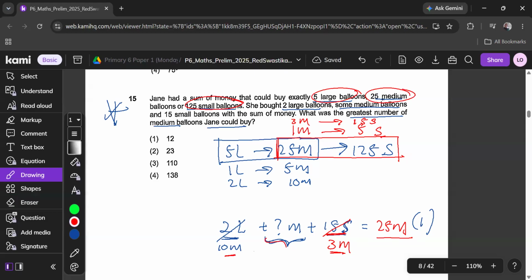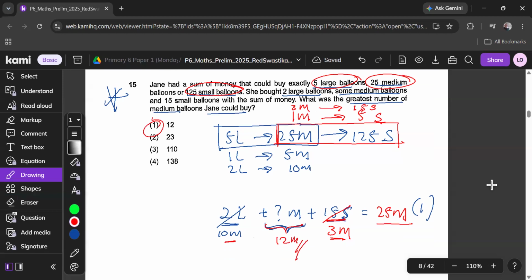So how many more medium balloons can I still buy? So you take 25 minus 10 minus 3, 12. So that's the greatest number of medium balloons you can buy, and your answer is number 1. Is that how you get the answer for those who got it correct? Or was it a lucky guess? Lucky guess not counted lah. Lucky guess is counted as still don't know. Okay, so this is how you do rates.